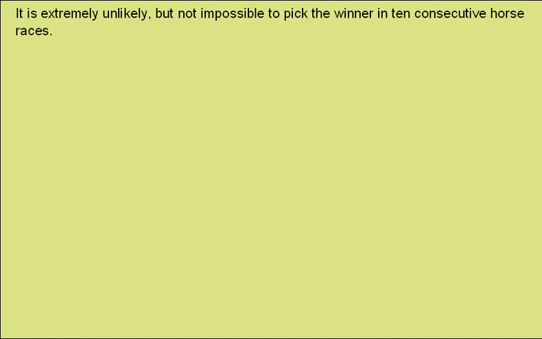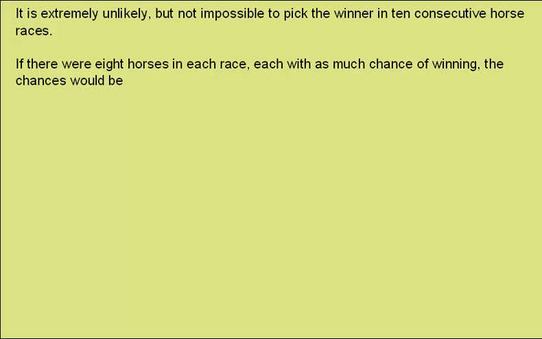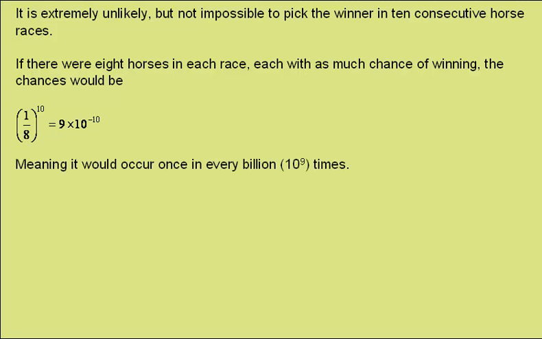If we look at a different case, it would be extremely unlikely, but not impossible, to pick the winner in 10 consecutive horse races. If there were 8 horses in each race, each with as much chance of winning, the chances would be 1/8 to the power 10, or 9 times 10 to the minus 10. This means it would occur only once in every billion, or 10 to the power 9 times.